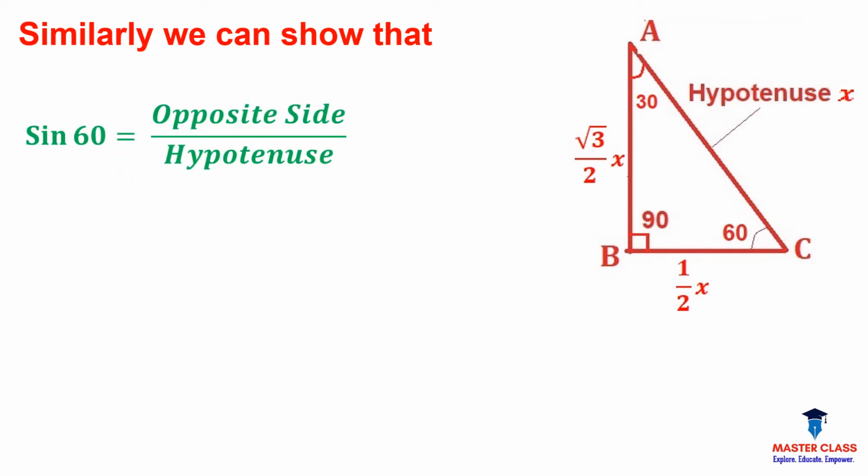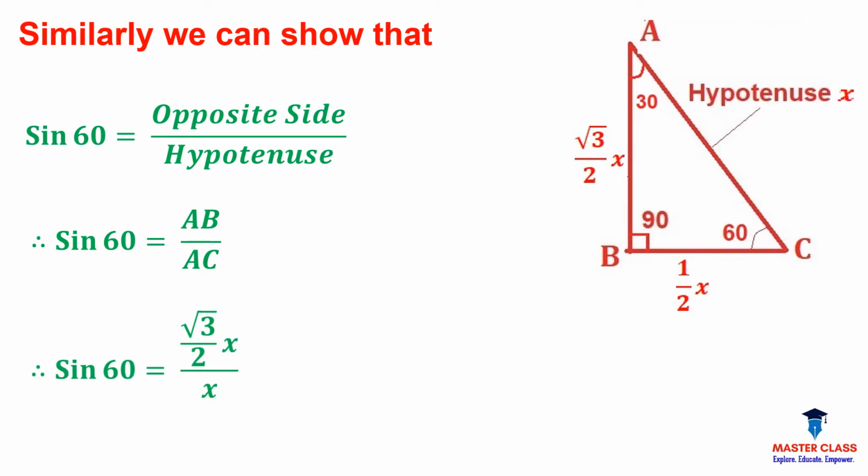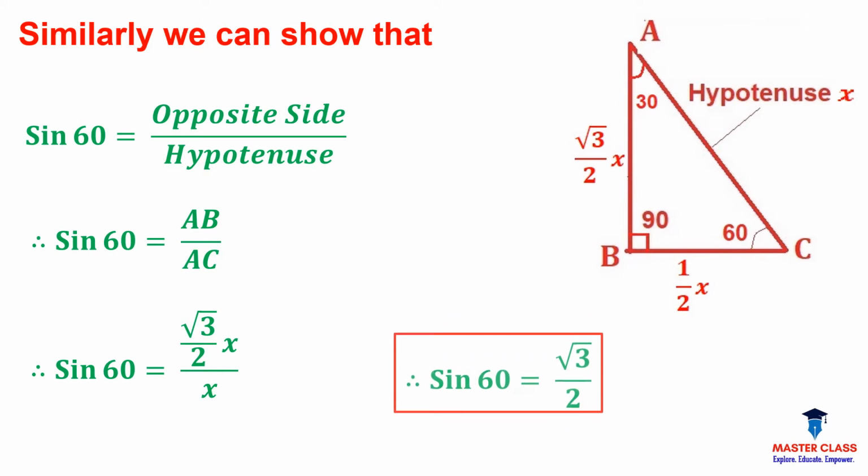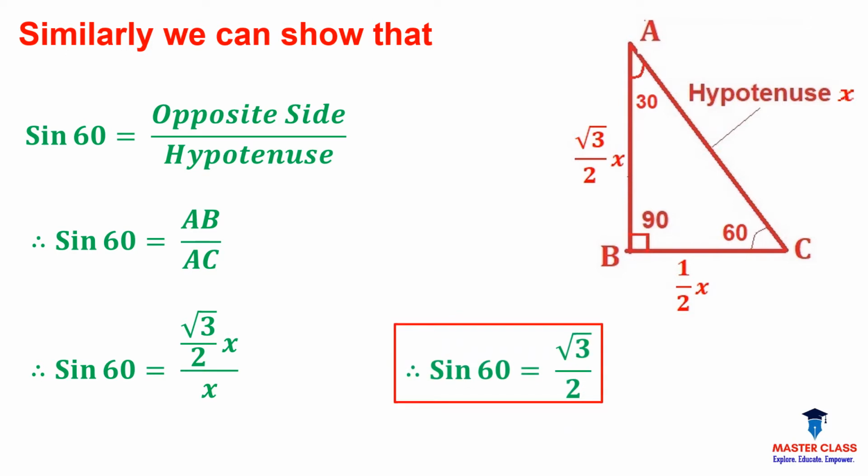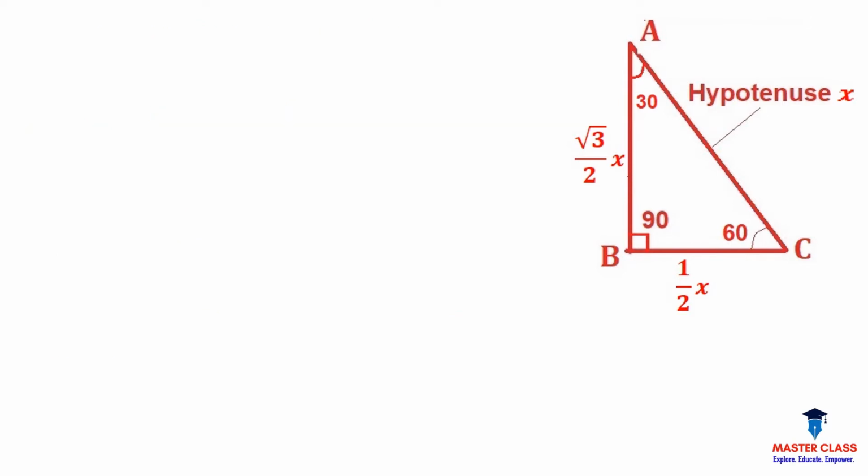Similarly, we can show that sine 60 is equal to opposite side upon hypotenuse, which is equal to AB upon AC. And since the side opposite 60 degree is root 3 upon 2 times the hypotenuse, sine 60 is equal to root 3 upon 2 times x divided by x. Sine 60 therefore works out to be root 3 upon 2.